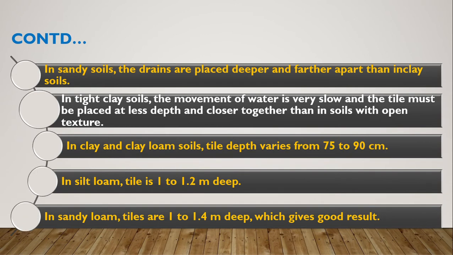And it depends on the soil also. The depth of the tile drains depends on the soil also. In sandy soil, the drains are placed deeper and farther apart, while in clay soil, we will place the drains at a close depth, that is 75 to 90 centimeter deep. In silt loam it will be 1 to 1.2 meter, and in sandy loam it will be 1 to 1.4 meter. So that is about the type of soil.